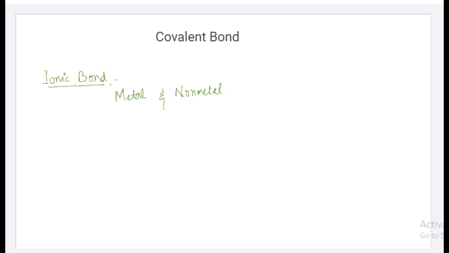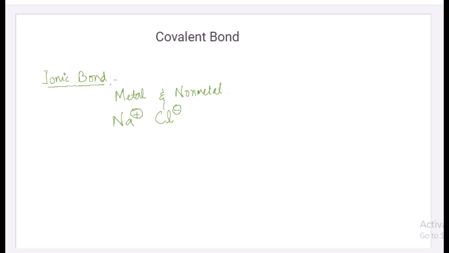Yes, very good. Sodium is a metal and chlorine is a non-metal. So sodium metal loses electrons to become a positive ion, that is the cation, and the chlorine atom is a non-metal and it gains an electron to form the negative ion, right? And then these oppositely charged ions are held together by strong electrostatic forces of attraction and that is the ionic bond. Today we are going to study the covalent bond.